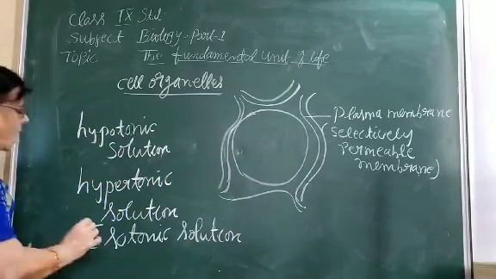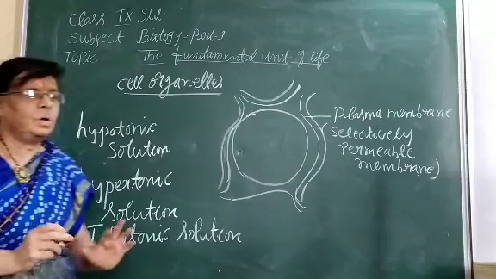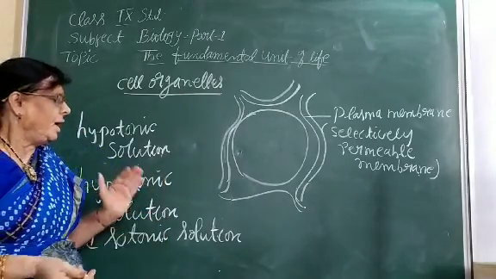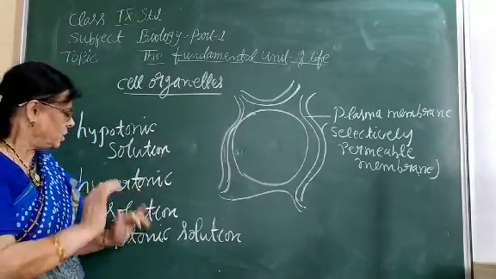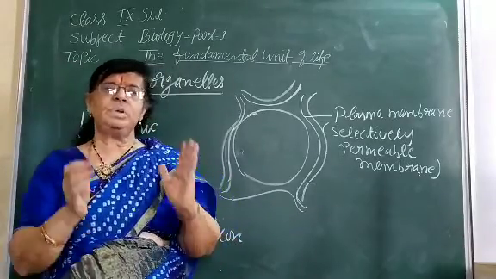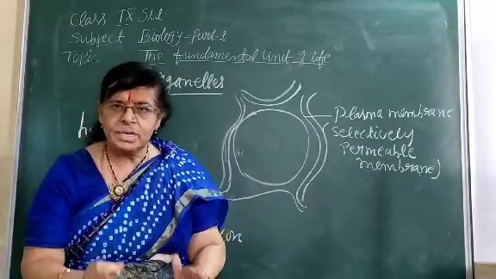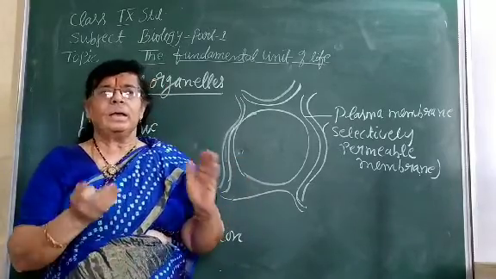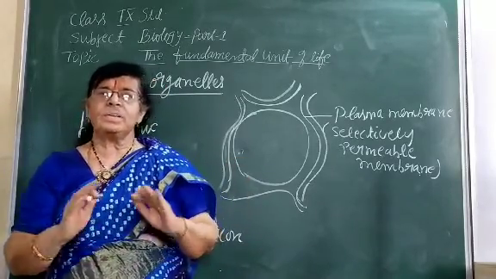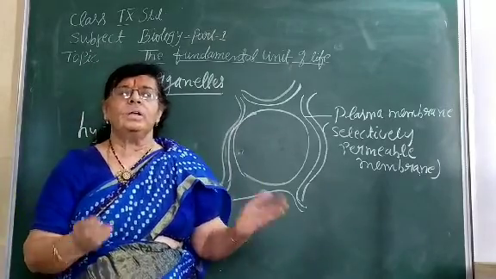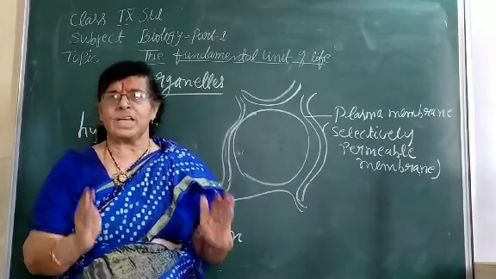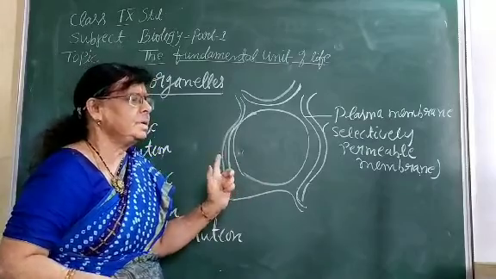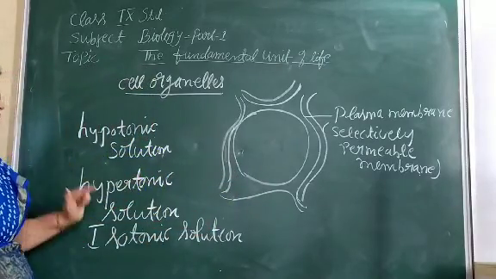Isotonic solution means, iso means similar. So, the external medium and internal medium, in both places, the concentration will be the same. When the concentration is the same, neither does the cell gain water nor does it lose water. So, it remains the same. So, these things will be happening in the cell.